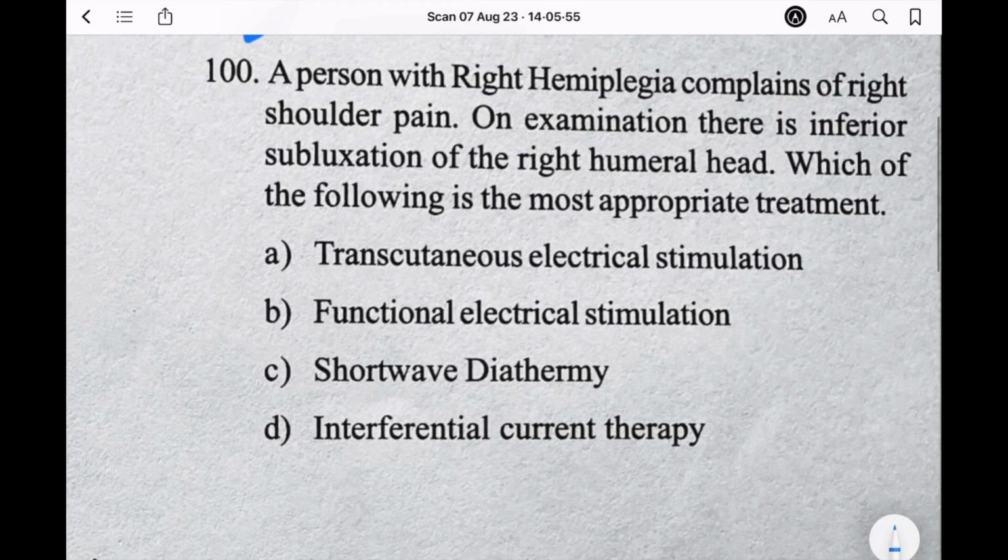Question number 100. A person with right hemiplegia complains of right shoulder pain. On examination, there is inferior subluxation of the right humeral head. Which of the following is the most appropriate treatment?